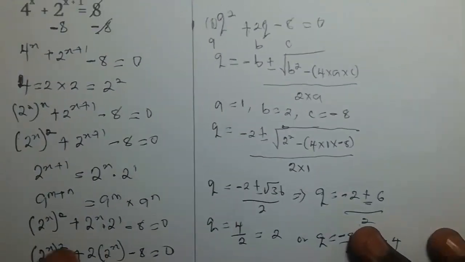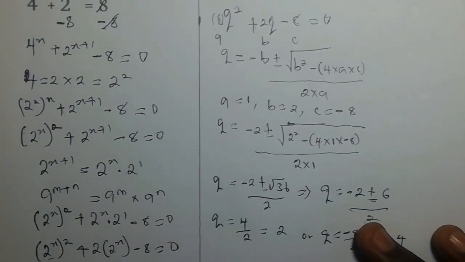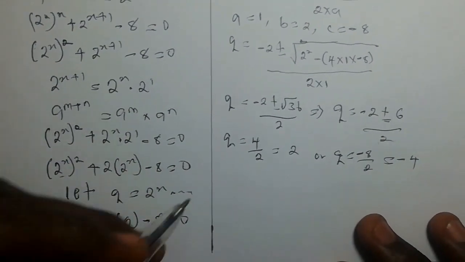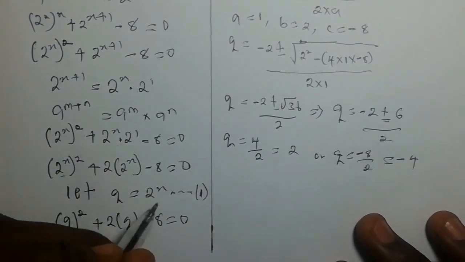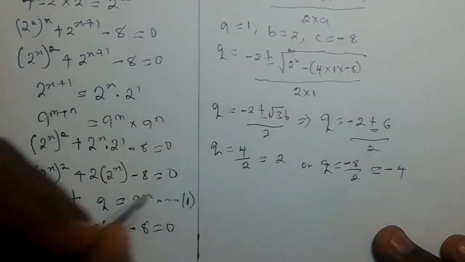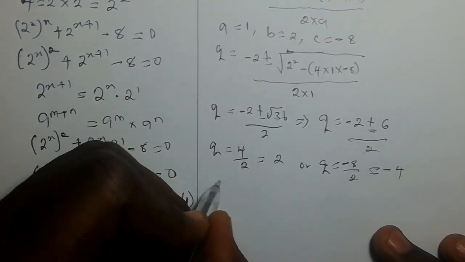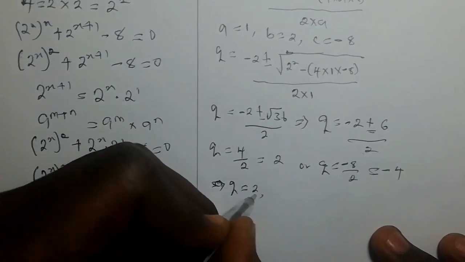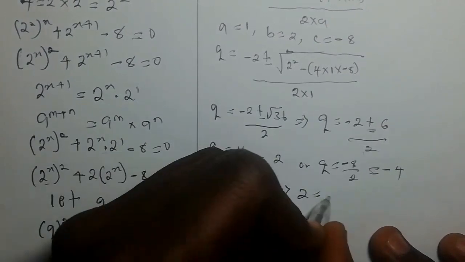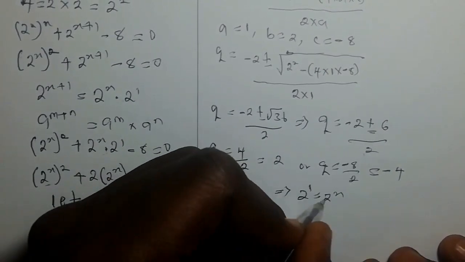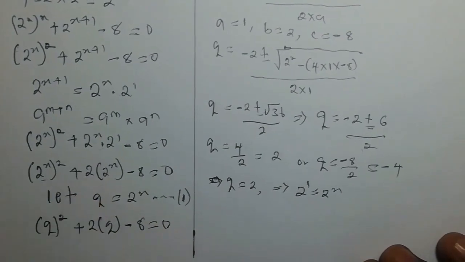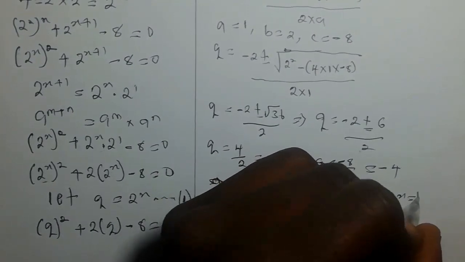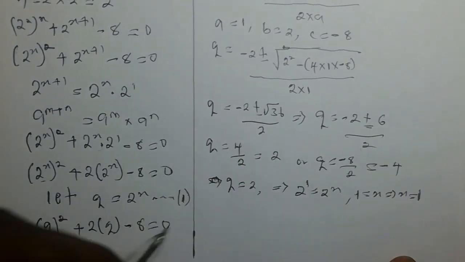But remember, according to our equation 1, we'll go to write equation 1. According to this equation, q is equal to 2 power x. When q is 2, this implies that 2 is equal to 2 power x, and 2 is just 2 power 1. So the bases are equal. By equating the exponents, we get 1 is equal to x. It implies that x is equal to 1. So x is equal to 1, then q is equal to 2.